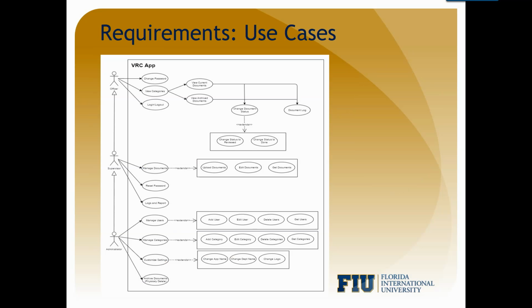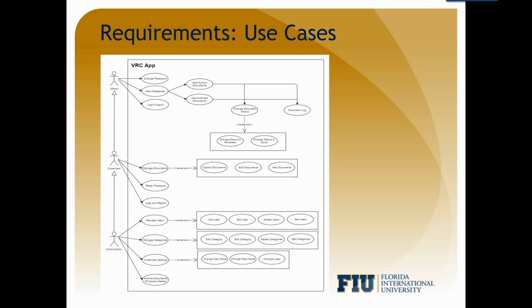The three actors of the virtual roll call are officer, supervisor, and administrator. In this diagram, you can see all the application use cases for each of the actors, where the officer can change his password, log in and log out, and view each document category from which he can browse either current documents or archived documents, and for any case, the officer is able to change the status of the document from pending to reviewed and finally into done.